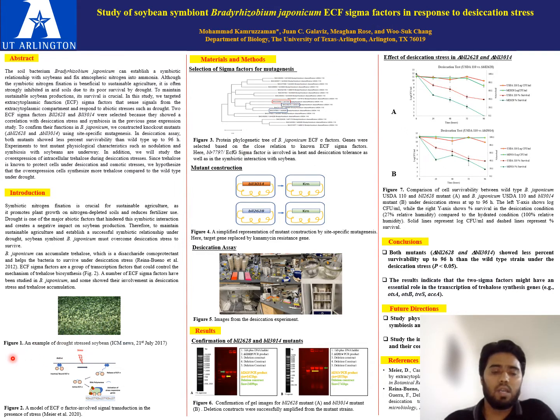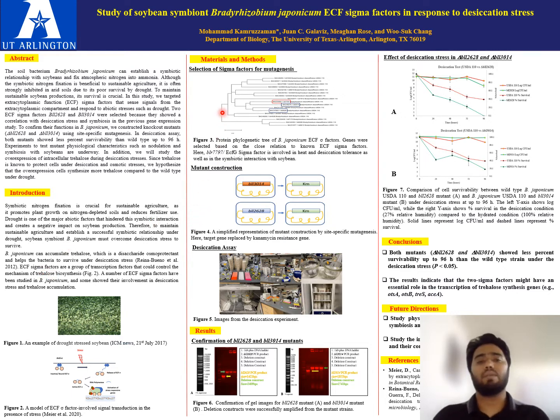In figure 1, it's showing an example of a drought stressed soybean field, and figure 2 is a model of ECF sigma factor involved in signal transduction in the presence of stress. That means if the stress is present, the anti-sigma factor releases the ECF sigma factor, and the ECF sigma factor activates RNA polymerase, and RNA polymerase activates the stress responsive gene. In this case, the stress responsive gene is basically the trehalose biosynthesis gene. Trehalose is a disaccharide osmoprotectant that helps the bacteria to survive during the desiccation stress.